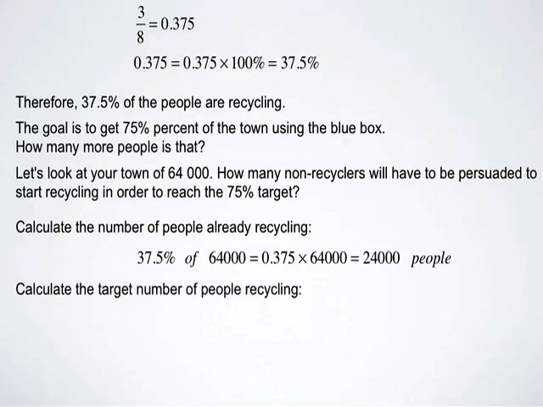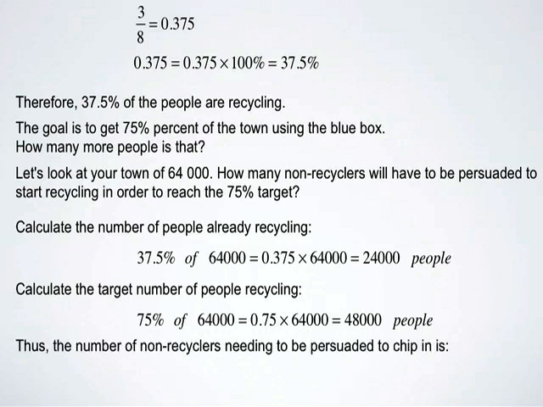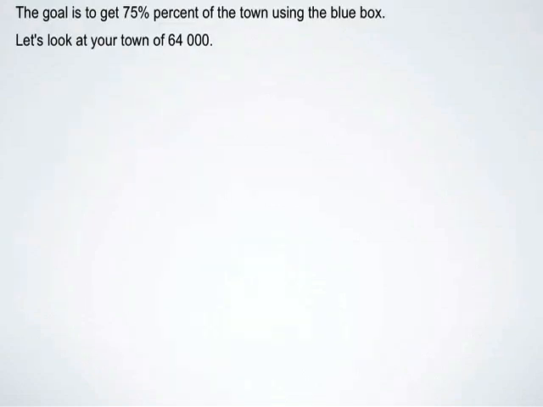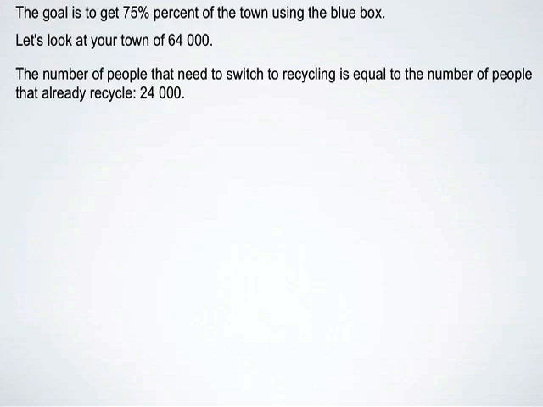The target number of people to be recycling is 75%. So now we find the 75% of 64,000, multiplying by 0.75 to get 48,000 people. The difference between the non-recyclers and the recyclers is 48,000 subtract 24,000, or 24,000 people. So the number of people that need to switch or start recycling is 24,000 in order to meet the 75% target.